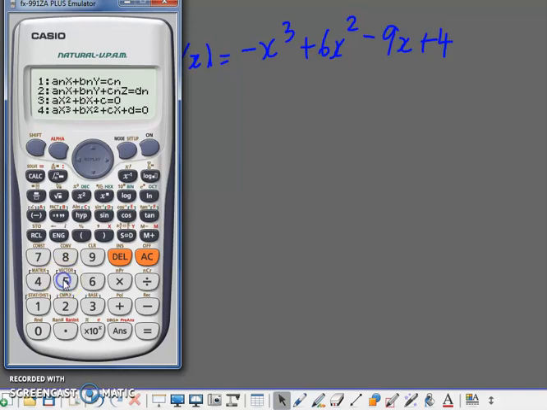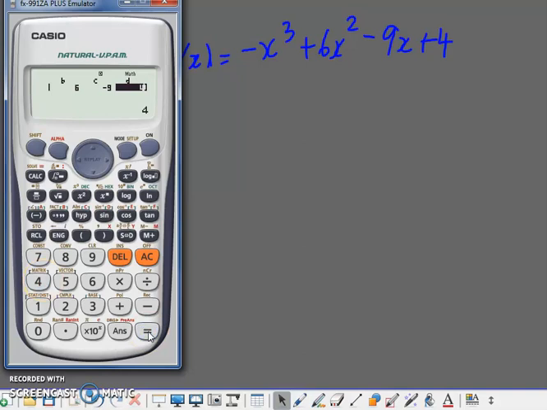So we choose 5. Is it a linear equation? Is it a quadratic equation? Or is it a cubic equation? We choose the cubic one, which is 4. So now all we do is a is negative 1, so we type in negative 1 equal, what is our b value? Positive 6 equal, what is our c value? Negative 9 equal, and what is our d value? It is positive 4 equal.